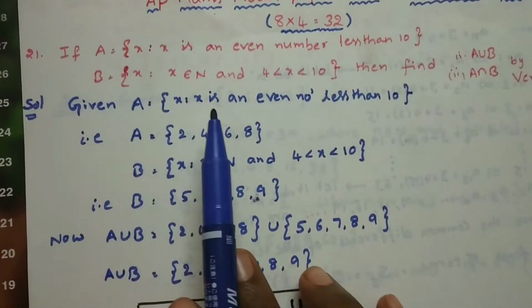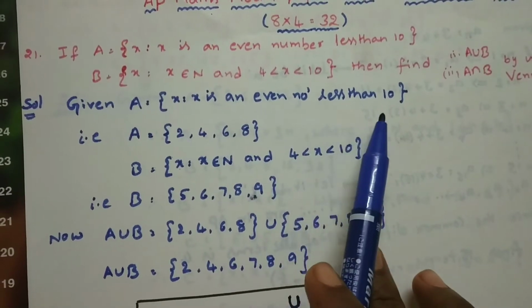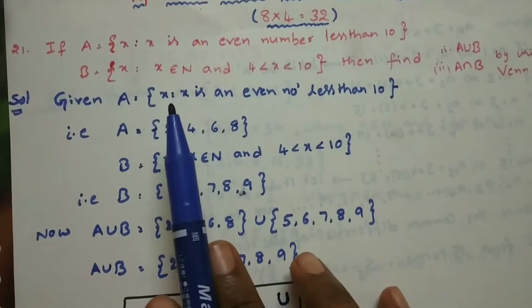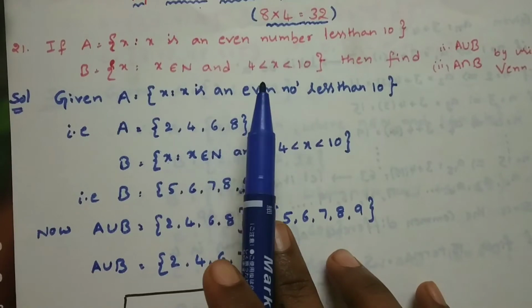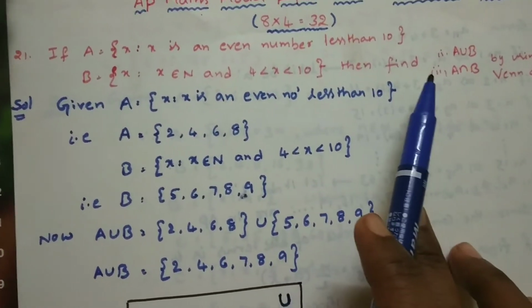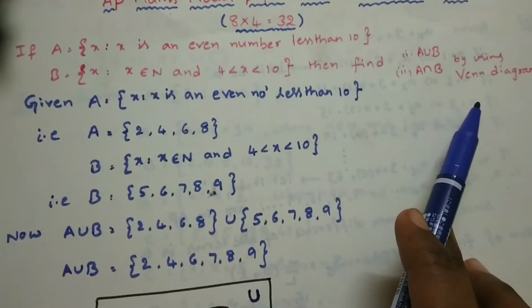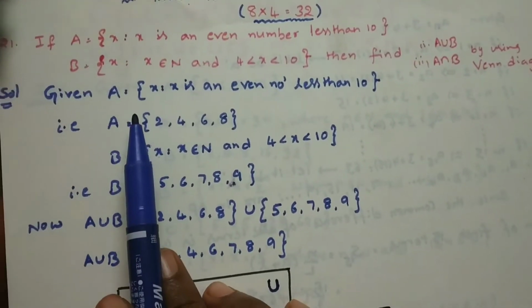Given A is equal to {x such that x is an even number less than 10} and B is equal to {x such that x belongs to N and 4 less than x less than 10}, then find A union B and A intersection B by using Venn diagrams. First write the given things.